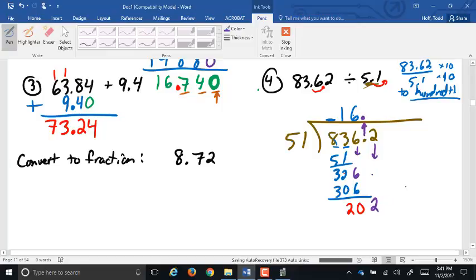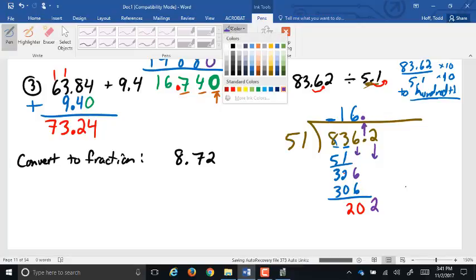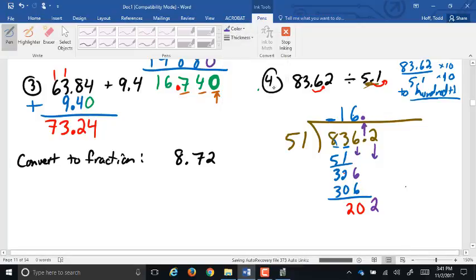So I bring down the 2. 51 into 202. Well, 4 times 51 would be 204. So we have to do 3. 3 times 51. 3 times 1 is 3. 3 times 5 is 15.